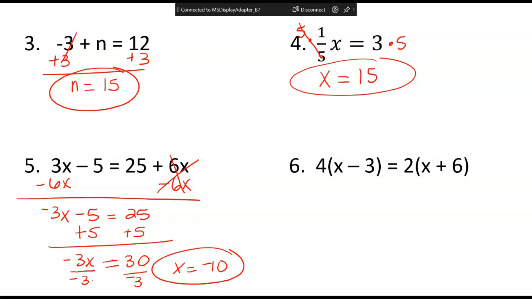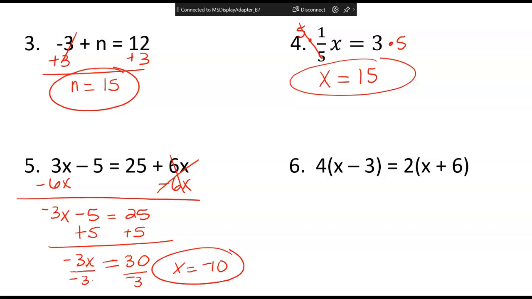Just be careful with your signs. Anytime, for example, if I would have taken that 3x and subtracted it with that 6, a lot of the times people forget the negative in front of the 5 when they bring it down. So just be mindful of your signs. Be careful as you go through these. This one little sign error can throw off the whole problem. 6 is a little step up.